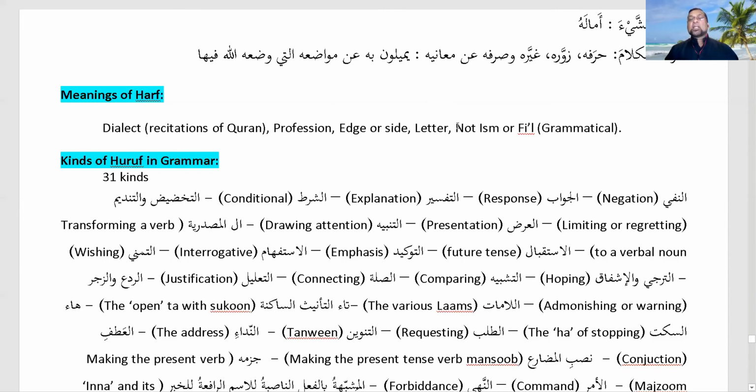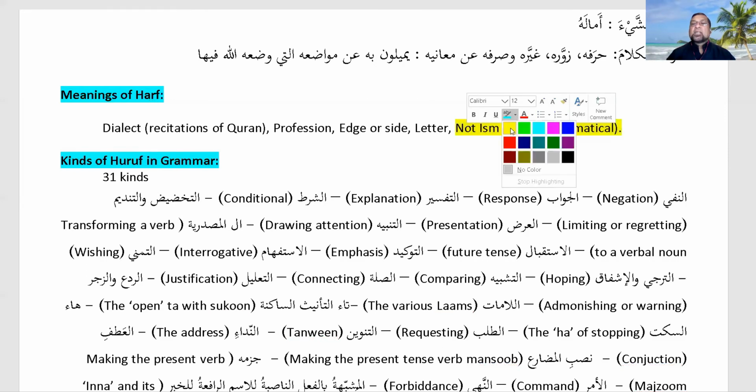And then finally, the one that I really wanted to get to is the grammatical usage of the word harf, which is not ism or fi'al. الذي ليس باسم ولا فعل فهو حرف. Every word, يعني كل كلمة ليست باسم ولا فعل فهي حرف. Every word that is not an ism or a verb, then it must be a harf. That is the grammatical usage or the linguistic usage of the word harf. And that is the meaning that we are really looking at here today.